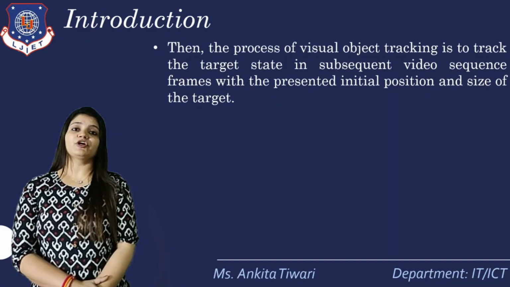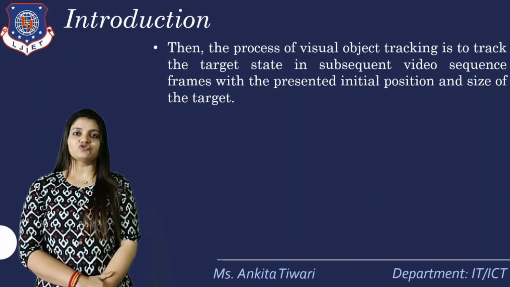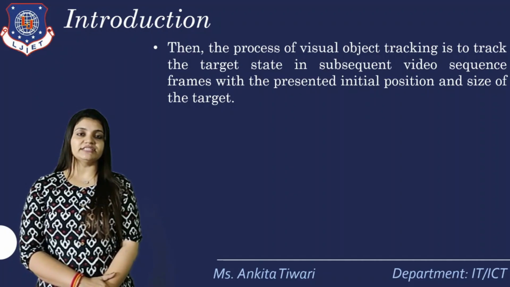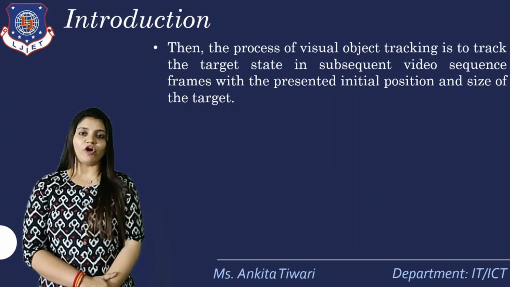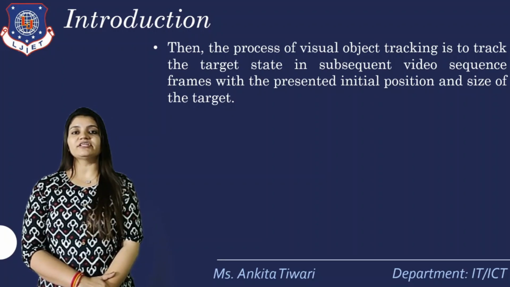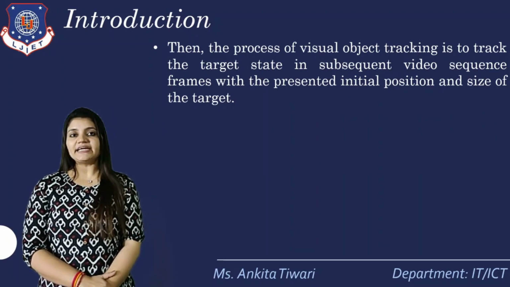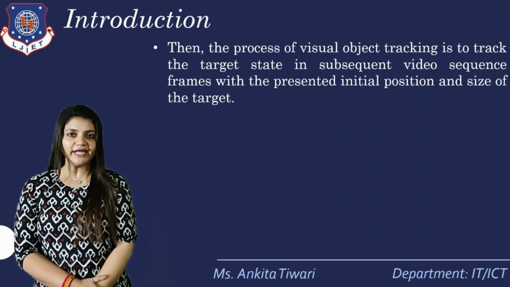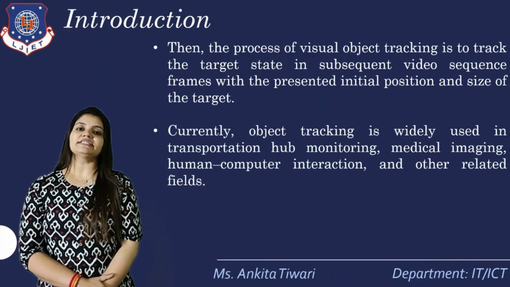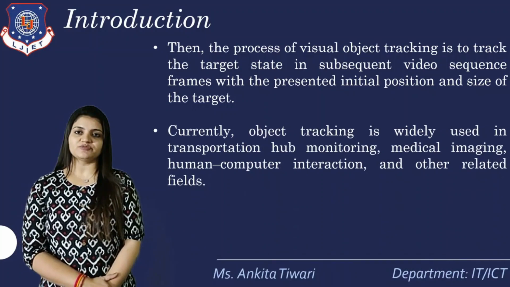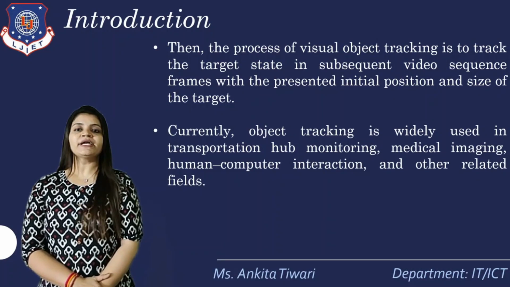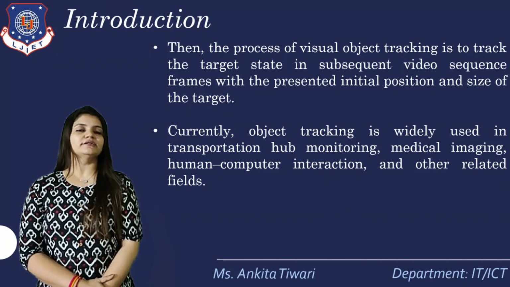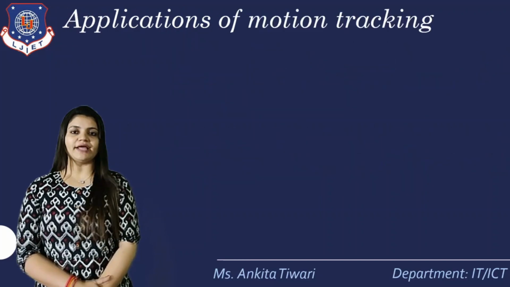So we can say the process of visual object tracking is to track the target state in subsequent video sequences. Video sequences are handled with respect to frames, with the initial position and the size of the target given. Currently, object tracking is widely used in transportation hub monitoring, medical imaging, human computer interaction, and other related fields.